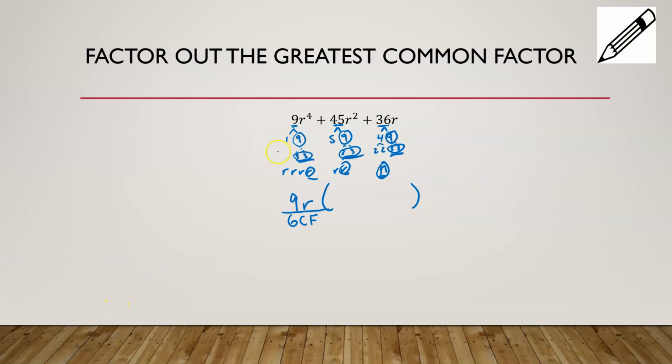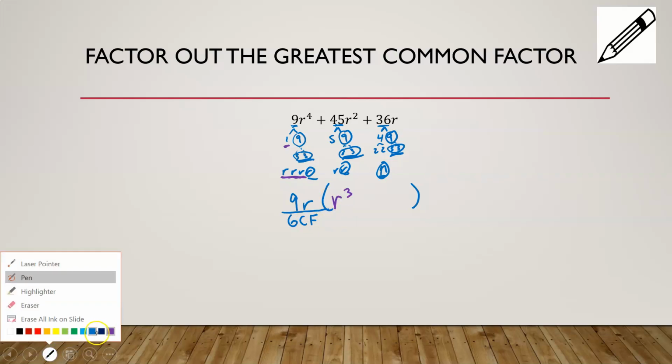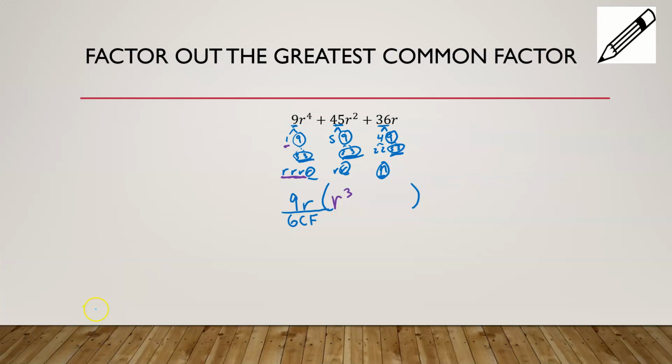So I go back to my first list. Okay, I already used the 3's. I have a 1 and 3 r's. 1 times r times r times r gives me 1r cubed. So just r cubed. I go to my second thing. And in that one, I have a 5 left up here and an r down here.